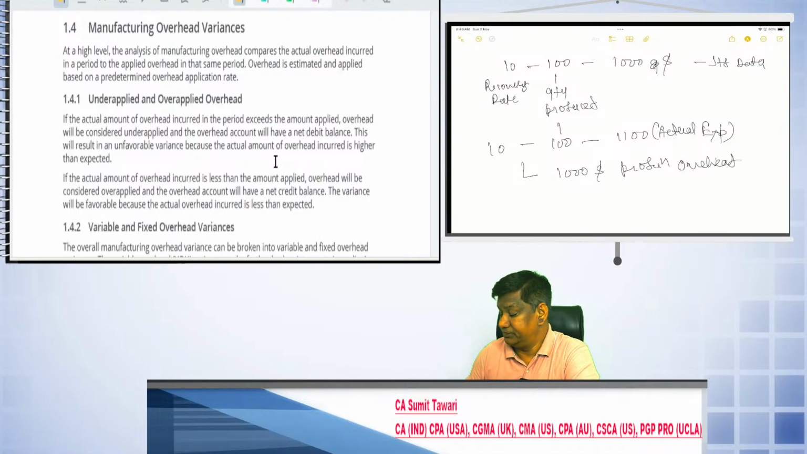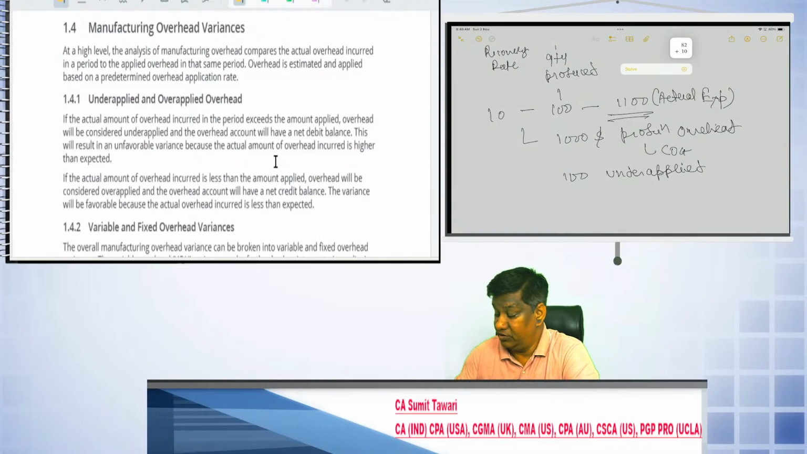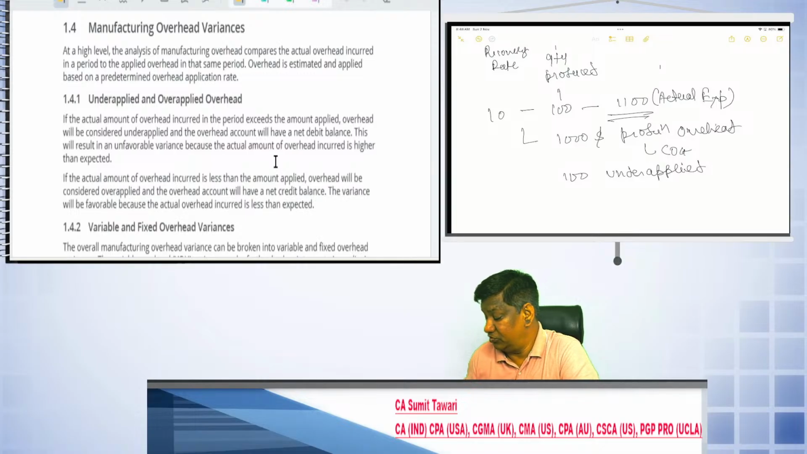Clear? Okay, so that is the past of cost of goods manufactured. But actual expenses is 1100. So what does it mean? This 100 is basically under applied. We have not applied it to the production. And this we need to treat as a period cost, meaning whatever the amount, we need to charge off to the cost of goods sold.